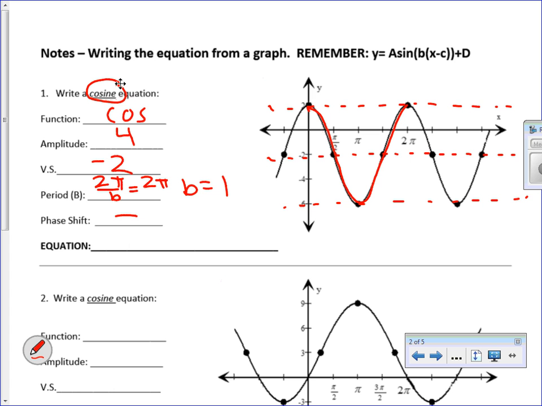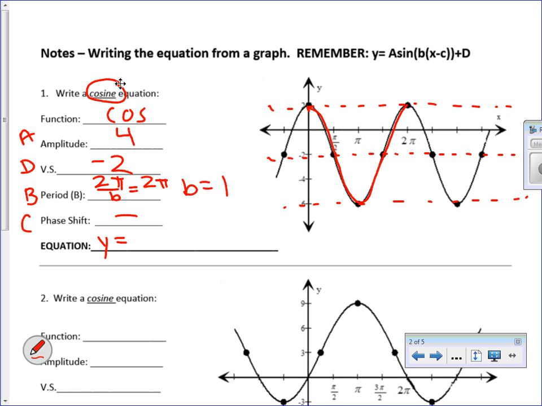Okay, my amplitude is my a value. What's my vertical shift? B, C, or D? Vertical shift is D. Period, I already told you is B. Phase shift is C, which we have. So you write y equals in the front.